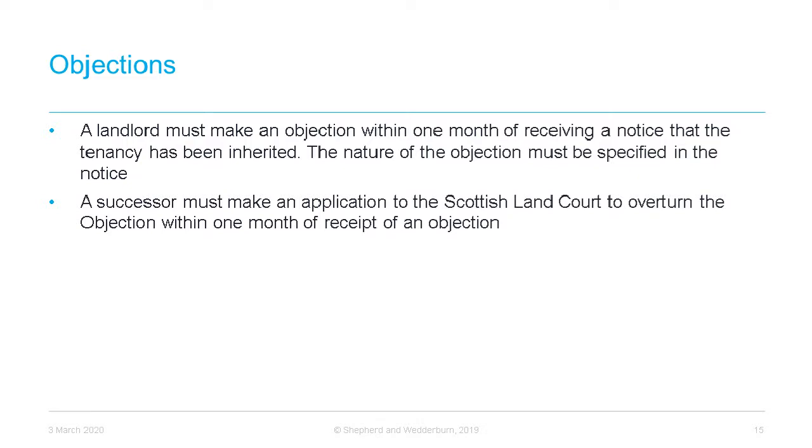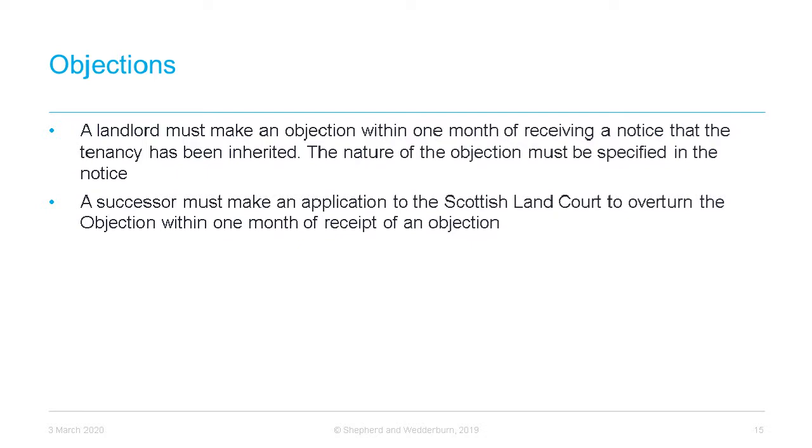So, moving on to objections. Once again, they are subject to time limits. A landlord must make an objection within 1 month of receiving a notice that the tenancy has been inherited, whether it's been inherited by testate transfer or intestate transfer. The landlord must specify the nature of the objection in the notice. If a successor receives an objection from the landlord, they must make an application to the Scottish Land Court to overturn the objection within 1 month of receipt of the objection.